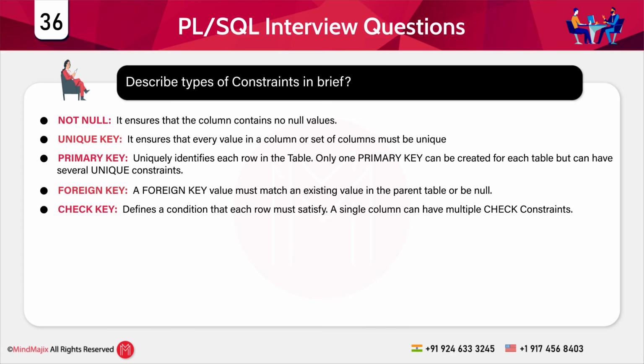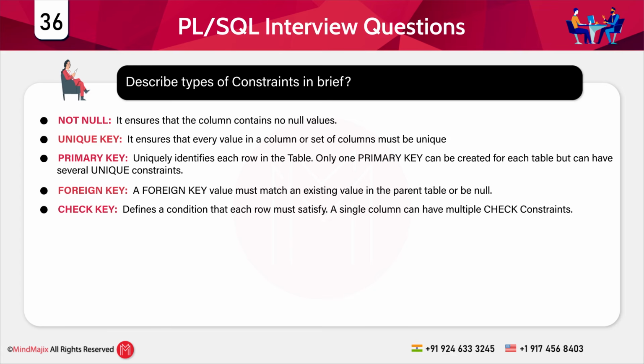Then you have the unique key constraint. This constraint ensures that every value in a column or a set of columns must be unique. What do you mean by that? It means no two rows of a table can have duplicate values in a specified column or a set of columns. If the unique constraint comprises more than one column, that group of columns is called a composite unique key. There can be more than one unique key on a table, and the unique key constraint allows input of null values. A unique key automatically creates an index on the column it is created on.